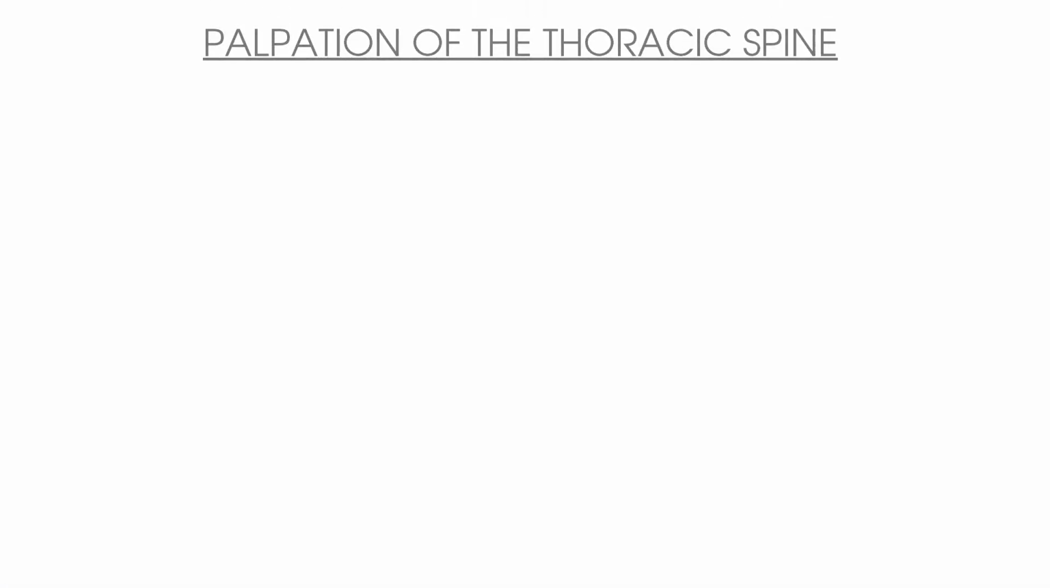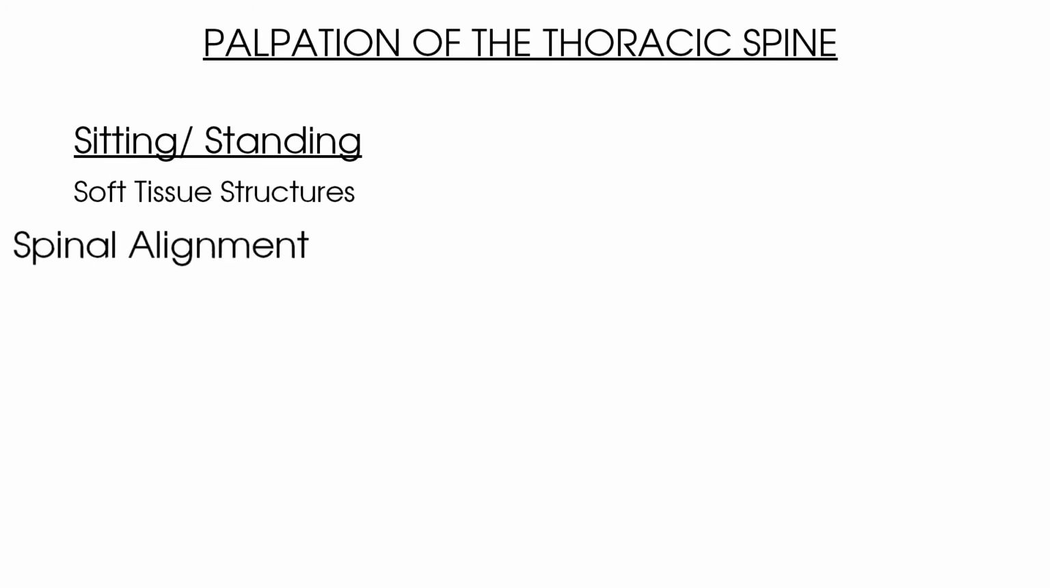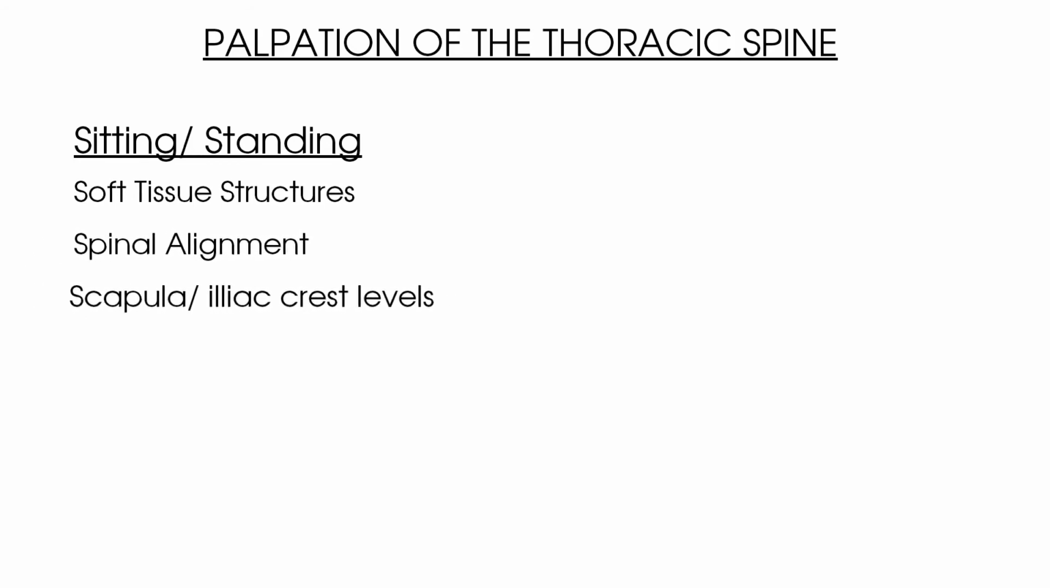So let's summarize this video on palpation of the thoracic spine. Start your palpation when your patient is in either a sitting or standing position so that you can assess soft tissue structures whilst they are active, the alignment of the spine in case of a scoliosis, and the relative levels of the scapulae and iliac crests. Of course, there's always more you can add in, but this is a great place to start.